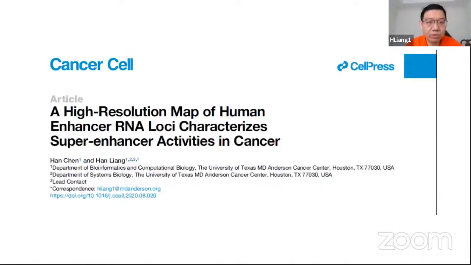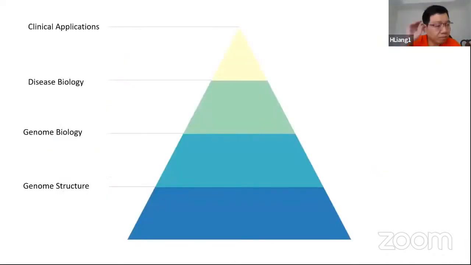So our paper was just published in Cancer Cell. If you want to know more detail, you can read this paper. I just want to briefly mention that our understanding works through this pyramid. When you have a better understanding of the genome structure, in this case, a new set of annotations of super enhancer units, we have better understanding of cancer biology, then better understanding of disease biology, and then we have clinical application.